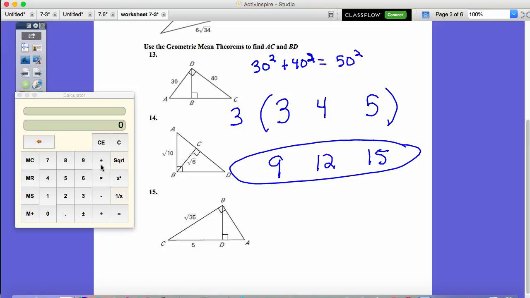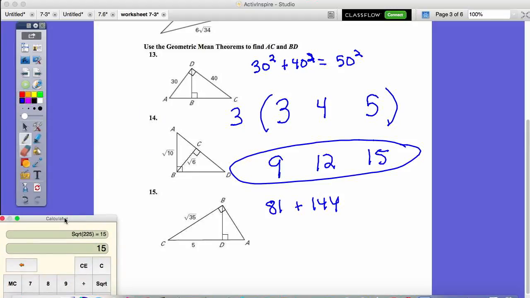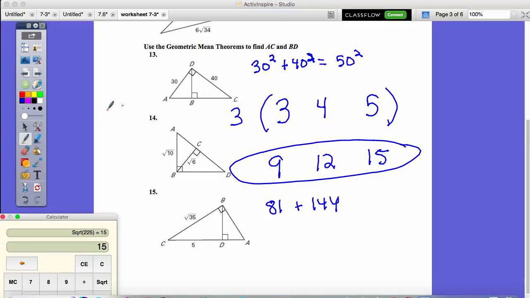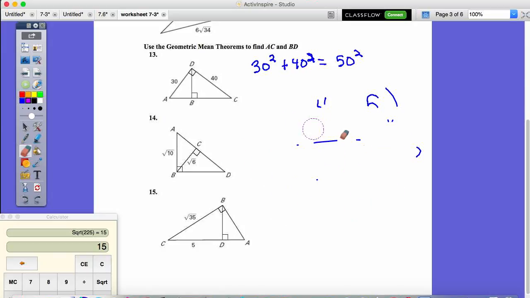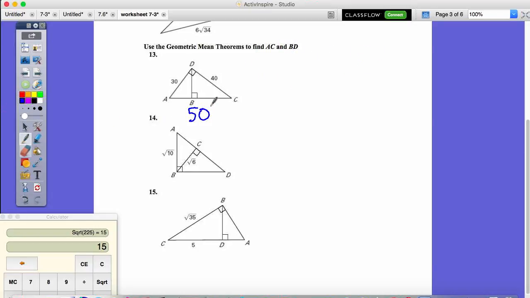set of Pythagorean triples. 9 squared is 81, so 81 plus 144 is 225. The square root of 225 is 15. So because I know Pythagorean triples, I know right away that if I have one leg is 30, one leg is 40, the other one has to be 50, because 3 and 4 are both multiples of 10, and then we would have 5 times 10 would be 50. So now I have the whole piece. I have all of AC.